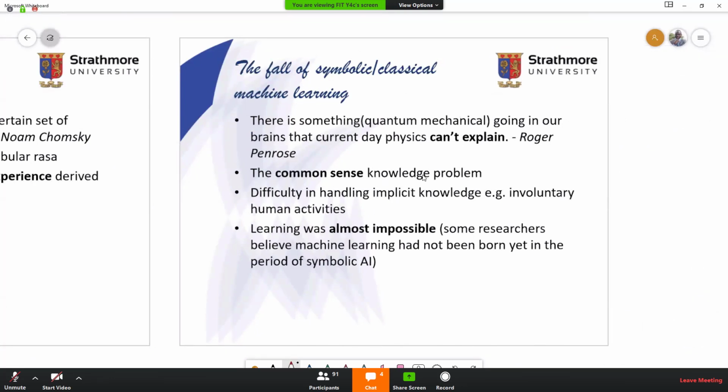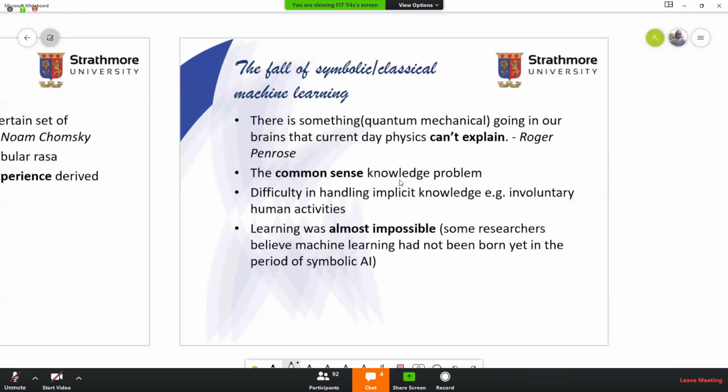Like, for example, representing common sense became so difficult, okay? Roger Penrose says that there is something quantum mechanical going on in our minds or our brains that modern day physics can't explain. So if physics can't explain it and maths can't explain it, then we can't model it. That's why algorithms in AI are called models. What's a model? A model is a representation. It's not the real thing, it's the representation of the real. We call them models in AI. We are going to see mathematical models, probabilistic models, etc. So representing common sense. So this is the slide you should focus on in this section.